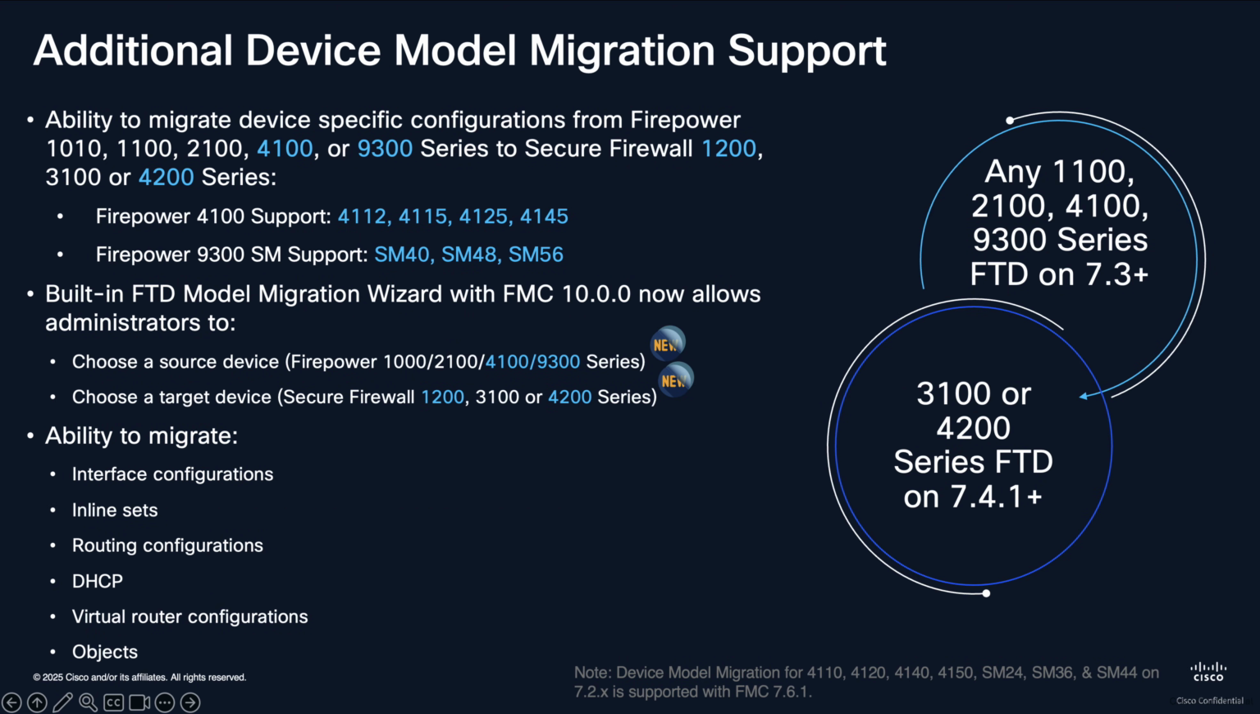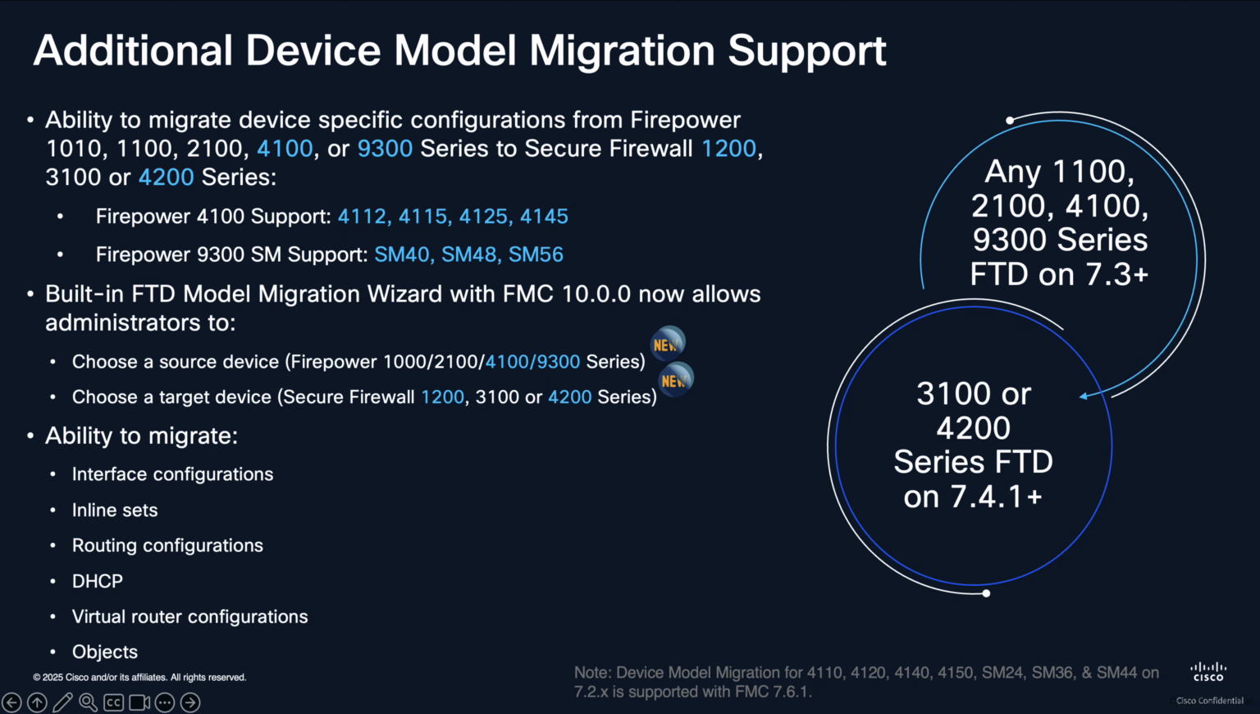So when we talk in terms of device model migration, this was a feature that we brought in a few releases ago and have iterated over time. Before I cover some of the model-specific details, this feature gives you the ability to migrate different things like interface configurations or routing configurations, things like DHCP, VRFs, and objects, directly from one model to the next. With 10.0.0, we're adding that ability with some additional models.